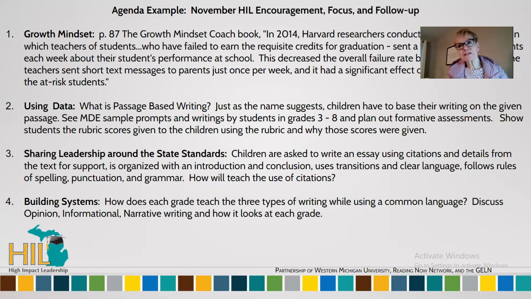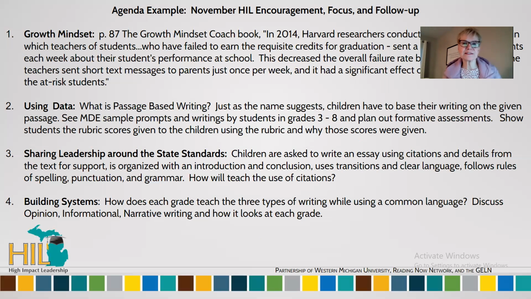Secondly, we would want to think in terms of the data that's coming up. So what is passage-based writing going to look like on the M-STEP? Do children understand what that means, to write about a passage? Thirdly, in terms of the standards and the alignment of those standards for our instruction, do we understand that in the writing that's required from the students, they are asked to have citations, they are asked to have transition words? Well, how are we teaching citations, and what transition words are we teaching throughout the building? Just having that conversation heightens that awareness.